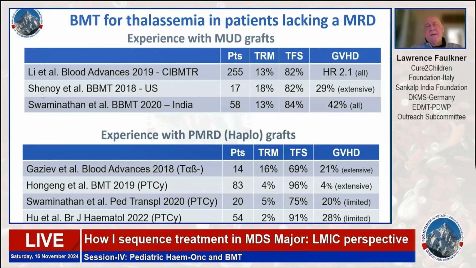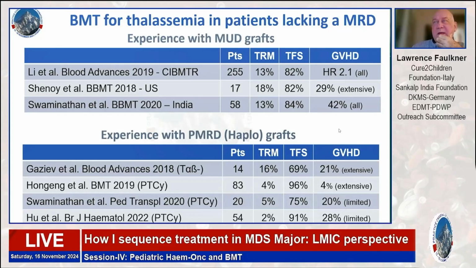This is a summary of the main publications on transplantation for thalassemia for patients lacking a matched family donor. So it's comparing matched unrelated grafts to partially matched related grafts or haploidentical grafts. And you can see that the numbers are not very big, but there is really no strong evidence that matched unrelated grafts do much better than haploidentical grafts. There are some experiences, with one published in Blood Advances on alpha-beta depletion, and most of the others are with the use of post-transplant cyclophosphamide. But you can see that in terms of transplant-related mortality, thalassemia-free survival, and also graft versus host disease, there are no major differences.